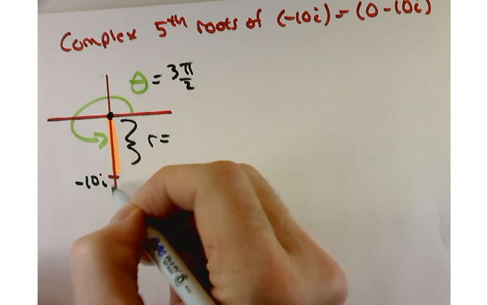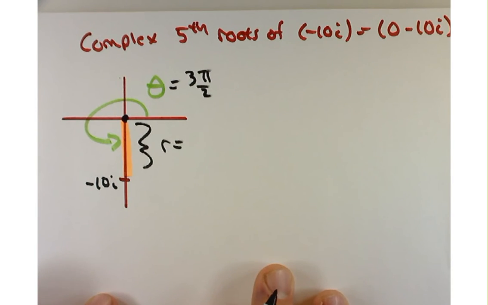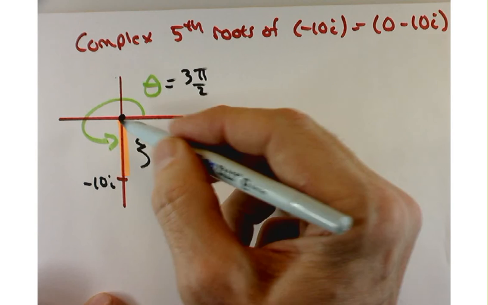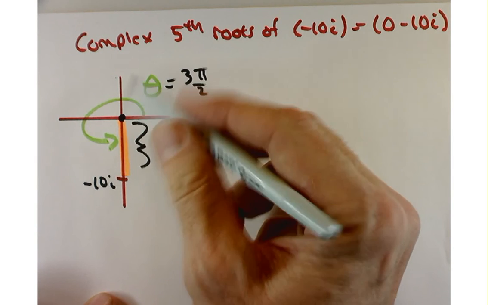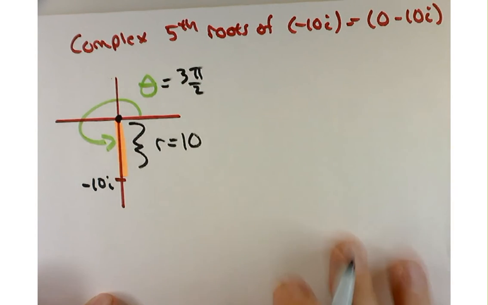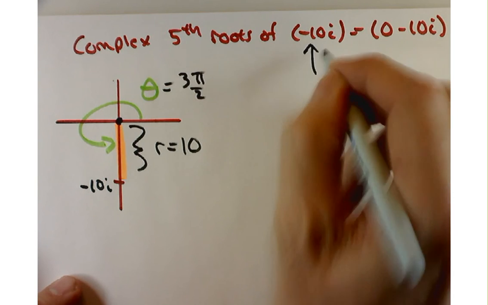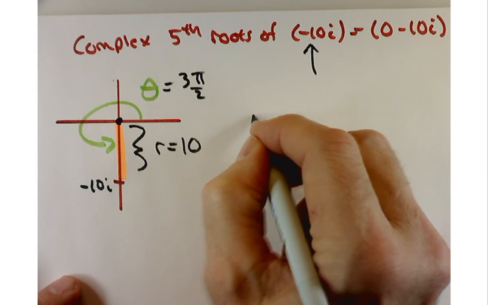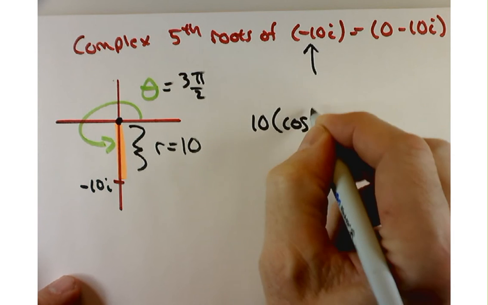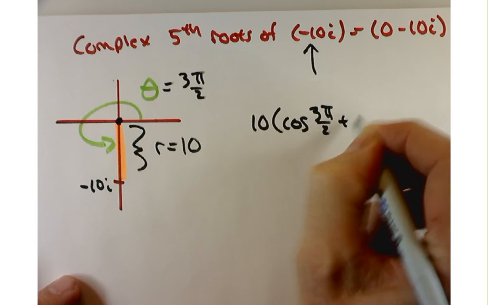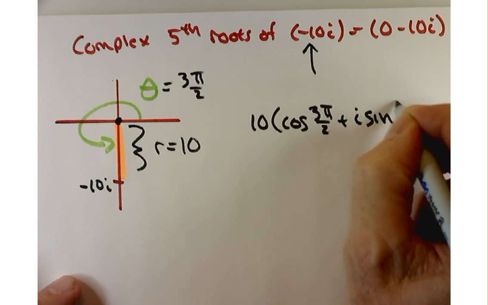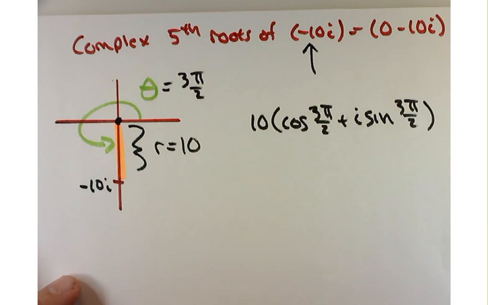But how about r? What's r? Almost. R is just going to be the distance, not negative or positive. It's just going to be 10. So I can write this as 10 times cosine of 3 pi over 2 plus i times the sine of 3 pi over 2, like that.